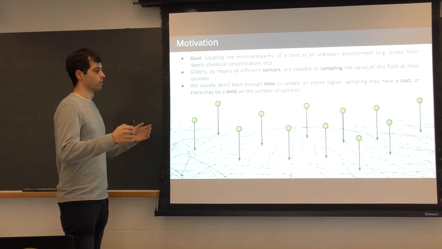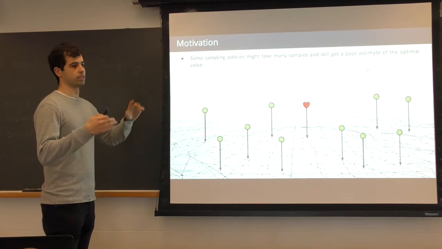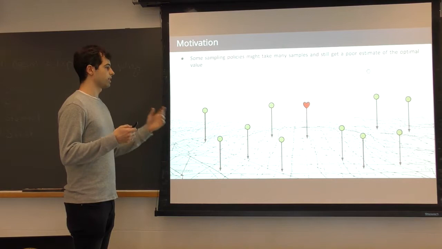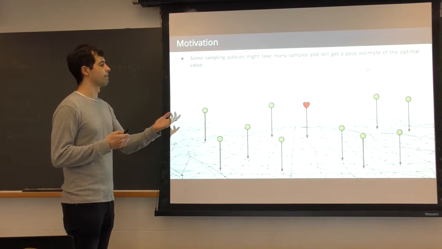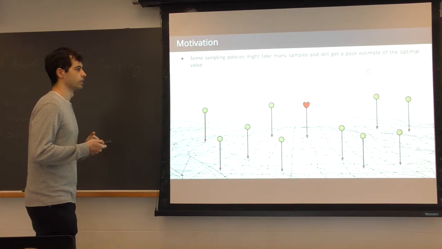Imagine in our case, we're trying to locate, for example, the deepest point in the caldera, or the place in which the temperature is higher. So a maximum point, a minimum point. We can have some strategies to sample in which, given this limit on the number of samples, we end up having a poor estimate, because the closest sample to the optimal one is actually too far to get a good estimate.